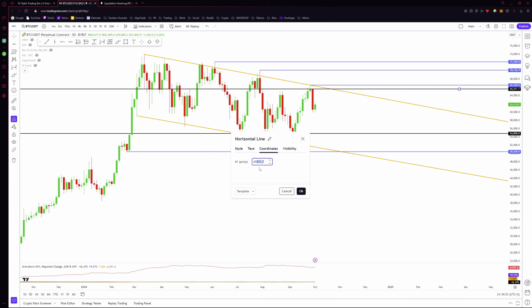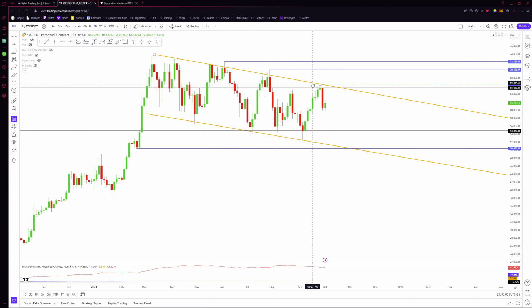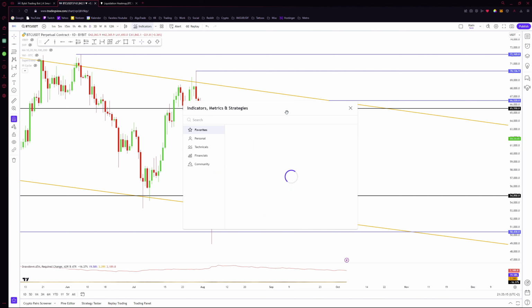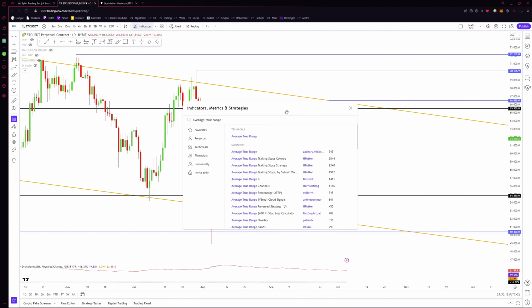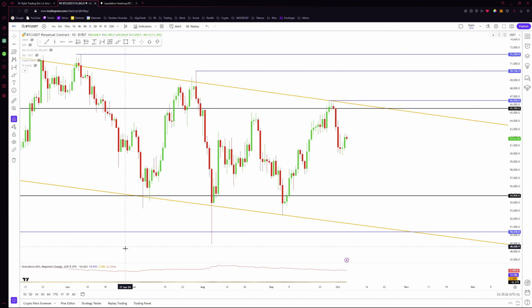So we're going to do 65,550. And for the low end, it's already a pretty good number, 54,850. And why am I doing this? Because for the take profit and stop loss, I like to use an indicator called the average true range. You can go to indicators, type in average true range, and just use the first one. In my case, I already have it on the chart. It's this red number down here.